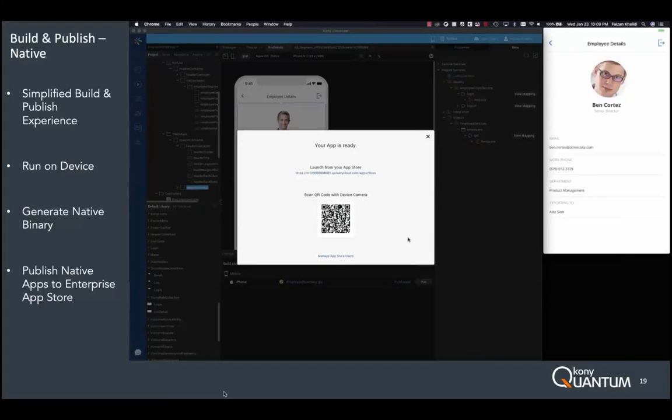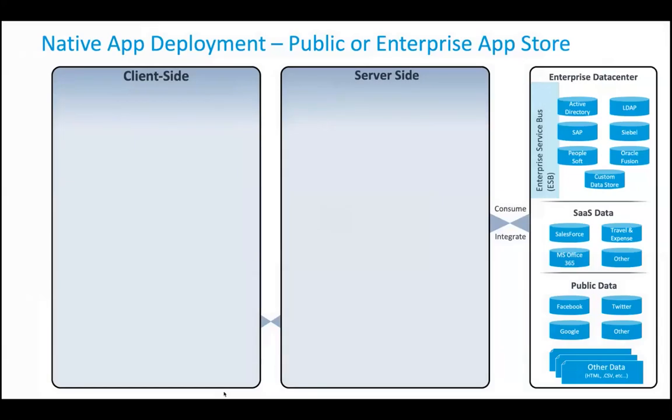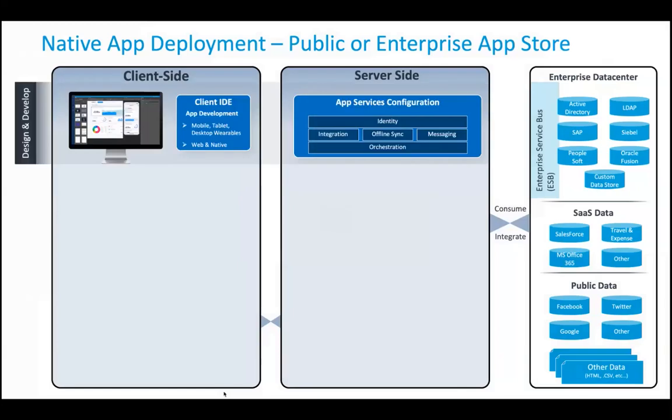Not only that, let's look at how the native app deployment happens, right? This diagram shows a logical architecture view of how a native app deployment works, not only for the Enterprise App Store, but for a public app as well. The first thing that you will notice is the development landscape, where the apps are designed and developed by your teams on Visualizer on the client side, and the apps use backend services like identity integration and object services on the server side. All of these consume data from either an enterprise service or a SaaS or a public database.